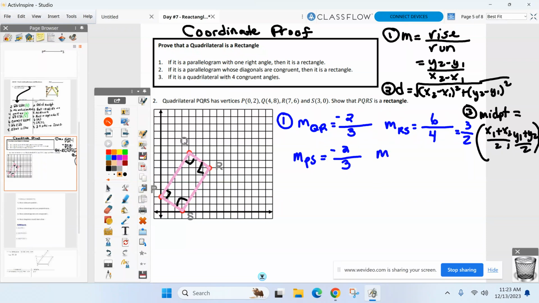And then finally, we got what? PQ? And PQ, what do I go? Up 6 over 4 again? So 3/2. So step 1, the formulas you used.